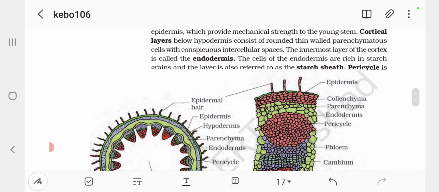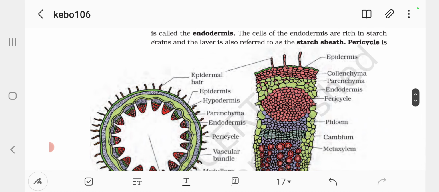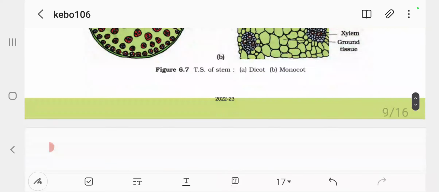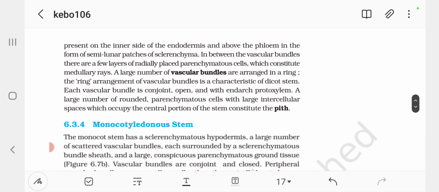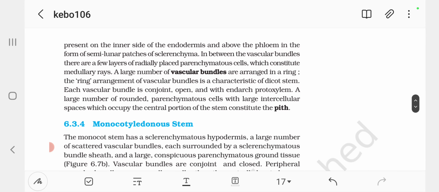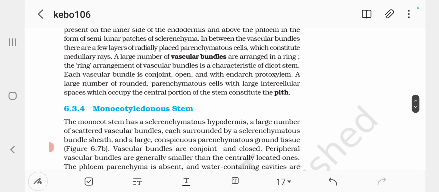Cortical layers below hypodermis consist of rounded, thin-walled parenchymatous cells with conspicuous intercellular spaces. The innermost layer of the cortex is called endodermis. The cells of the endodermis are rich in starch grains, and the layer is also referred to as starch sheath. Pericycle is present on the inner side of endodermis and above the phloem in the form of semilunar patches of sclerenchyma. In between the vascular bundles, there are few layers of radially placed parenchymatous cells, which constitute medullary rays.